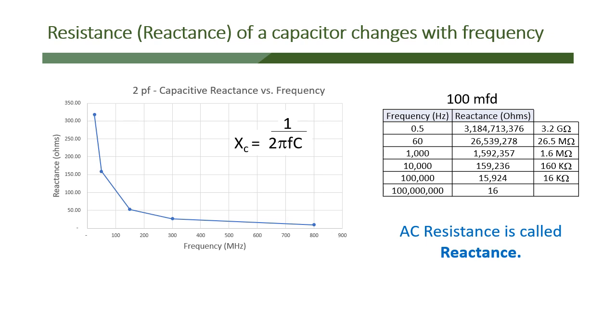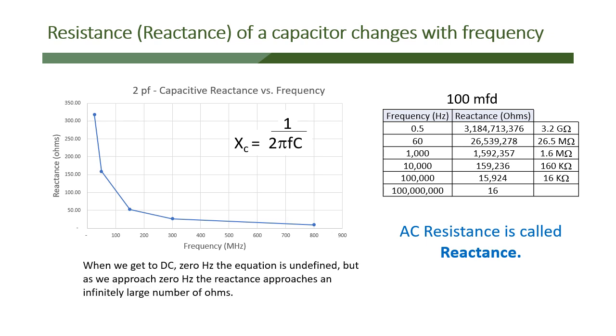And you can see for a 100 microfarad capacitor, we can see the same calculations. In this case, the frequency starts at 0.5 hertz and goes to 100 million hertz, or 100 megahertz. And you can see the reactance in ohms is going down from a very large number, 3.2 gigaohms, down to 16 ohms. So AC resistance, again, is called reactance. And as you increase the frequency, capacitive reactance goes down.